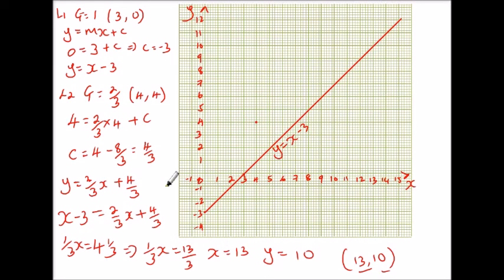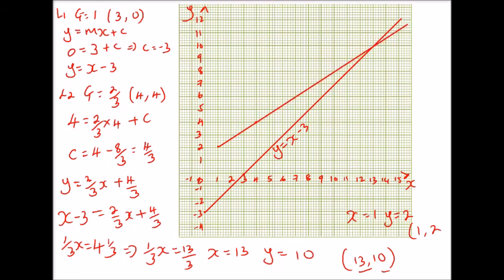But for us to be comfortable, why don't we look for another point? What about when x is 1? We substitute here: y is equal to 2 over 3 times 1, that is 2 thirds, plus 1 and a third. That will give us 2. So y is equal to 2. That is a bit more comfortable. So this line passes through the point (1, 2). Let's take (1, 2). That's better. Then we join the two points and extend and see where the two lines meet.